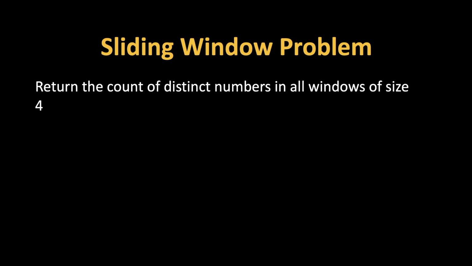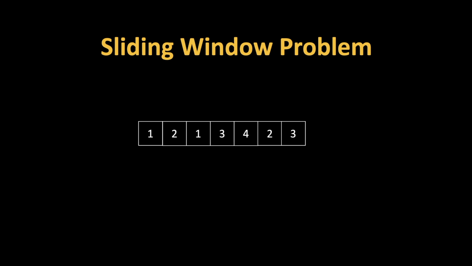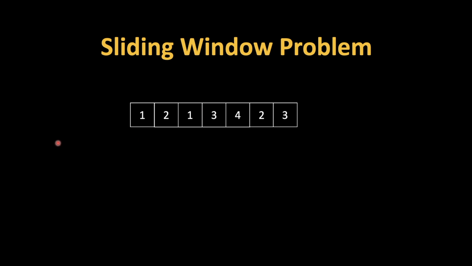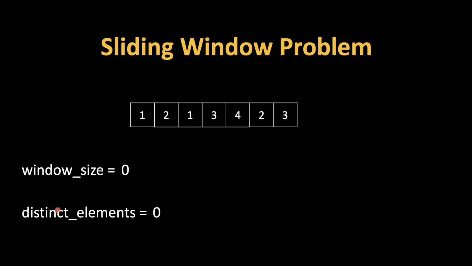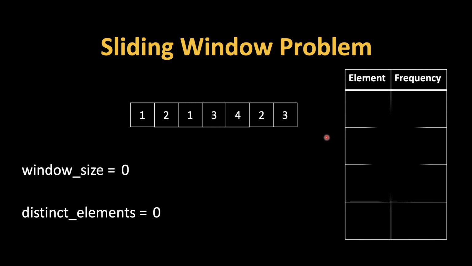We need to return the count of distinct numbers in a window of size 4, and this is our array. So how will we do it? We will make a variable window size which will keep track of the size of the window, another variable distinct elements which will keep track of the number of distinct elements we have in the window, and a hash map which will store the elements with their frequency. How we will use it, we will see in some time. So firstly, we take the first element in our array. So what will be the window size? Initially it is 0, and we take this one element, so size will increment to 1.